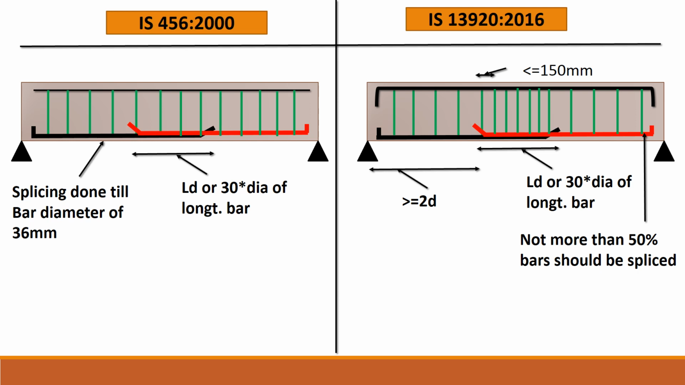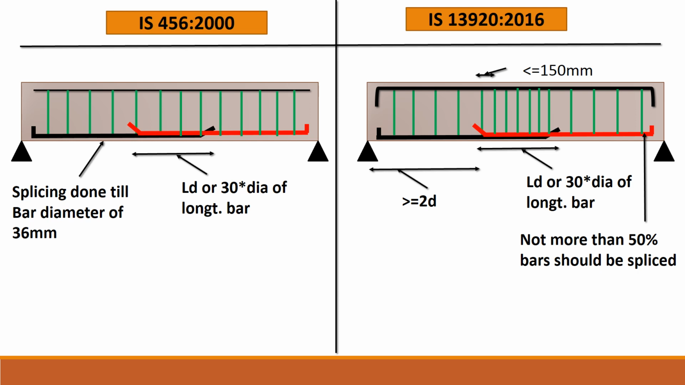Now, in case of splicing, there should be no splicing done after the bar diameter exceeds 36 mm. These are the requirements and the conditions mentioned in IS 456. Splicing here could be in the tension or compression zone. Mostly the splicing is provided only in the tension zone of the beam.